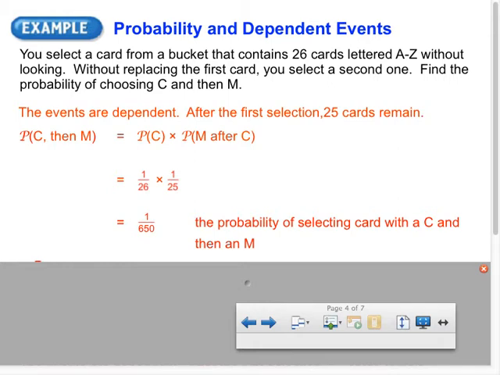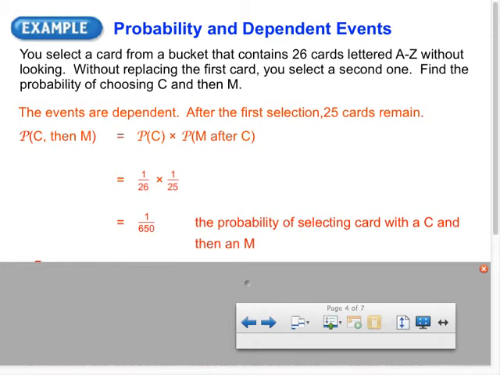Because there's 26 cards. We haven't picked a card yet. So the probability of picking a C, if all the cards are in there, there's 26 in the bucket. But once I pick that C out, now there's only 25 in the bucket. Do you understand? And there's only one M in the bucket.